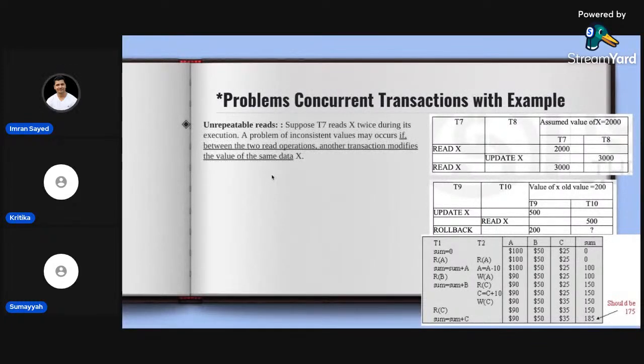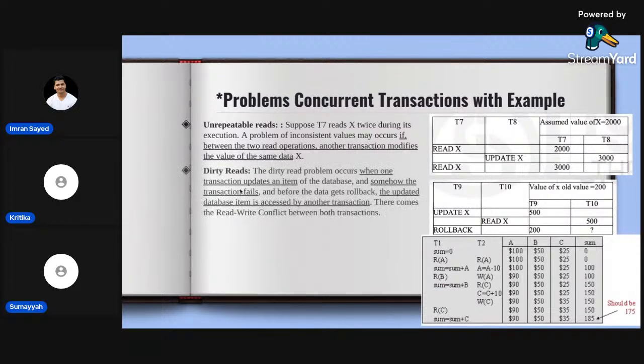Then you have unrepeatable reads. If between two read operations, another transaction modifies the value of the same data, that's when the unrepeatable read happens. One transaction is reading it twice, but in between that, another transaction updates the value. So that's unrepeatable reads. So that's inconsistency in the data. Dirty reads: one transaction updates the value, but it didn't go through. And while it was rolling it back, while it was putting it back to what it was originally, somebody else came and read it. And of course, it would get the value that was updated, but actually did not get updated. So again, an inconsistency, there's a conflict.